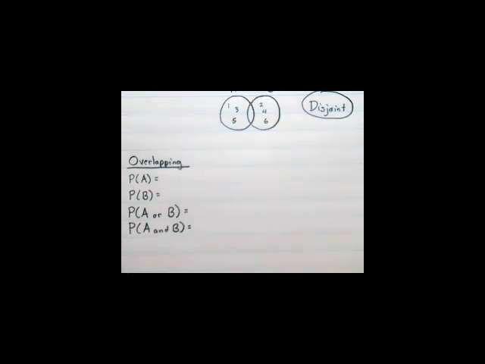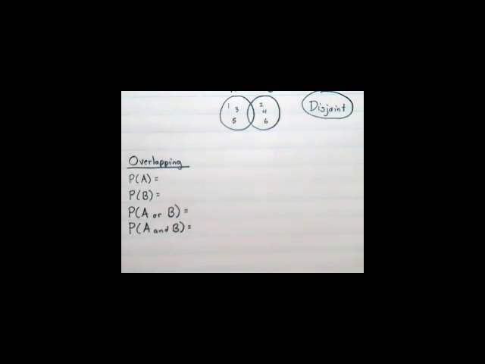Okay, then the other two, probability of A or B. So I don't care which one happens. I just want one of the two to happen. What's the probability that that happens? And then the last one, probability of A and B. I need both to be happening at the same time. Do you see the difference between or and and?